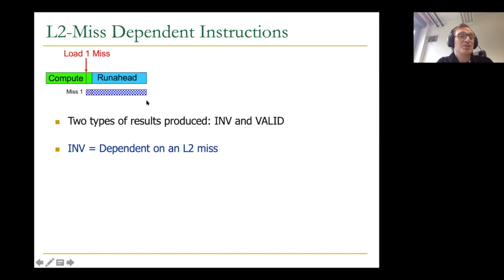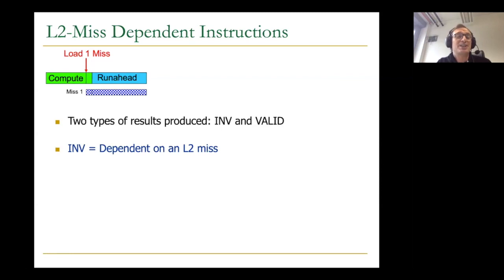This happens in L2 dependent instructions, for example, but it's not limited to that. L2 dependent instructions are clearly interesting because they're low latency. So there are two types of results produced in Runahead mode, invalid and valid. Invalid means it's dependent on L2, but more broadly, it means that I don't have the value, I don't have time to generate it, so I'm going to mark it as bogus. You can do it with any instruction that takes long, for example, a floating point instruction, floating point divide.